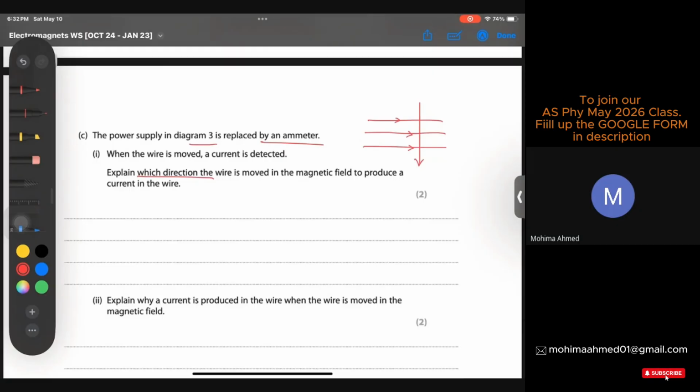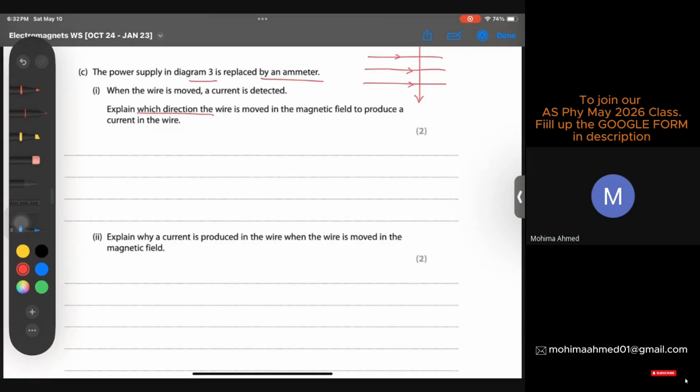So you just have to write up and down, or we can write vertical motion through the field lines, or cutting through the field lines. Up and down, vertical motion, which is up and down motion, cutting through the field lines.